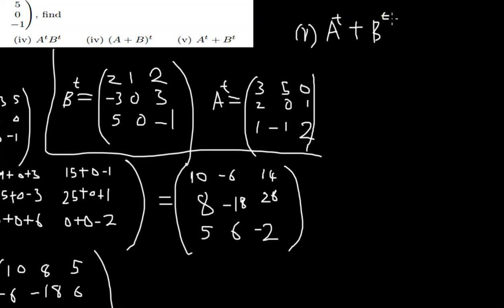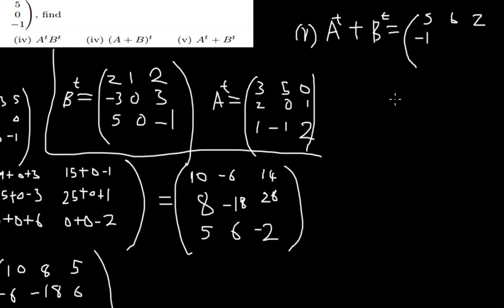So A transpose plus B transpose is just equal to, so our A transpose is this, you add it with B. When you're adding matrices, you add the corresponding entries. So this 3 corresponds to this 2. We add 3 plus 2, which gives you 5. You add 5 plus 1, you get 6. You add 2 plus 0, you get 2. Then you add negative 3 plus 2, you get negative 1 there.